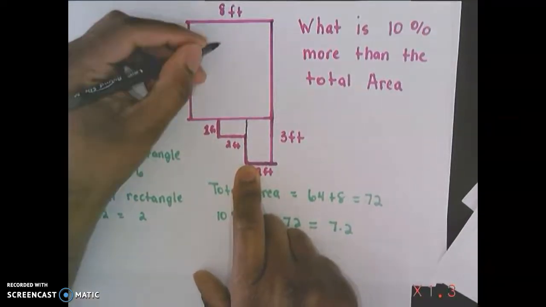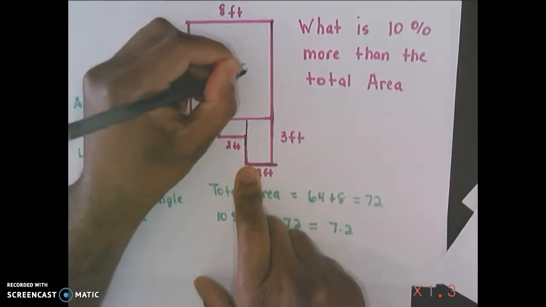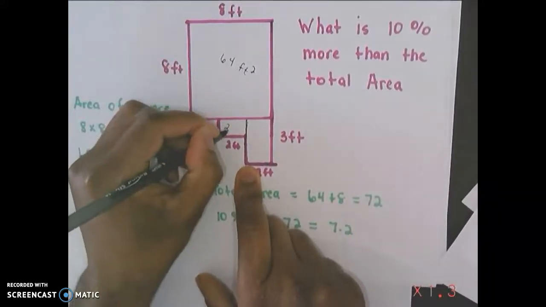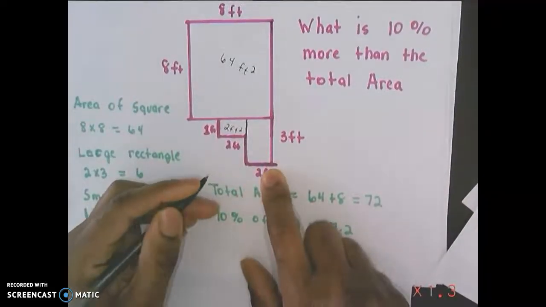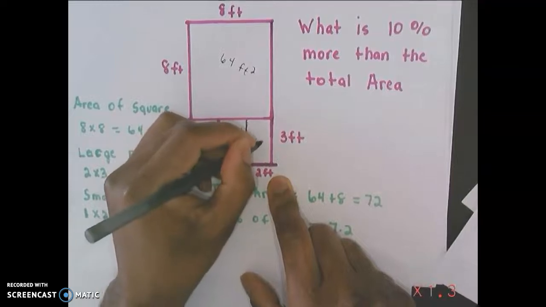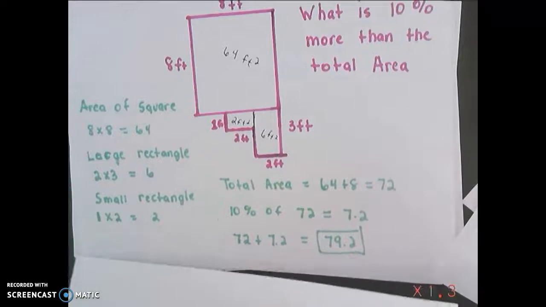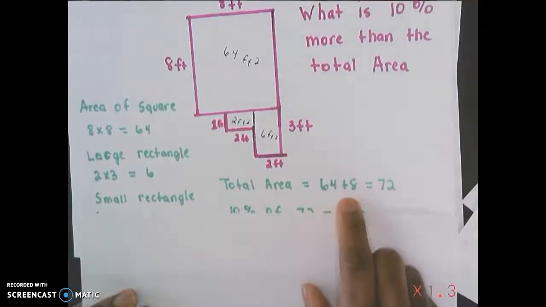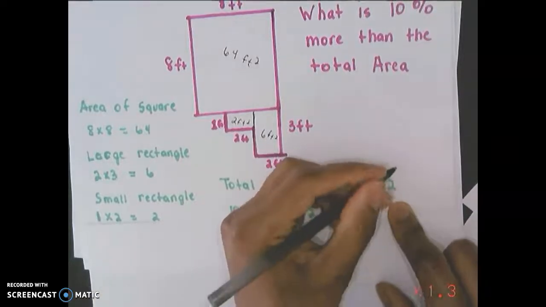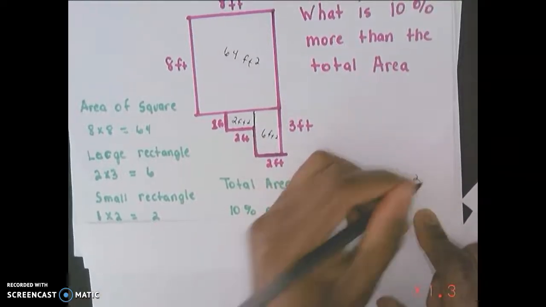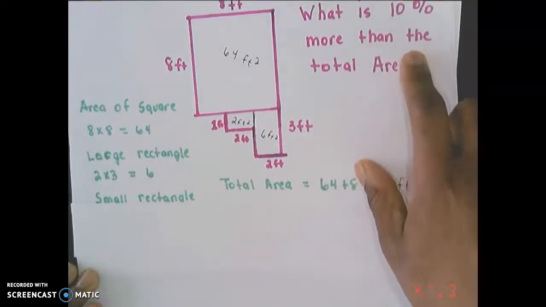So I'm going to add that big area here, which is 64 feet squared. This is going to be 2 feet squared. And then here we're going to get 6 feet squared. So when we add those all together, we're going to get 64 plus 8, because 2 plus 6 is 8. So that gives me 72 feet squared. So that's the total area, but I want 10% more of the total area.